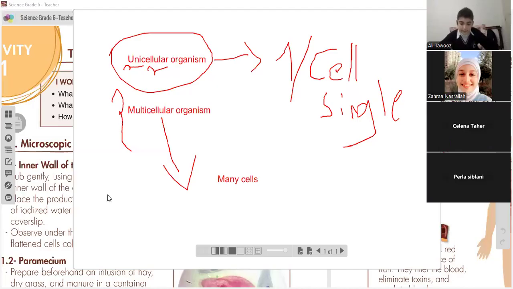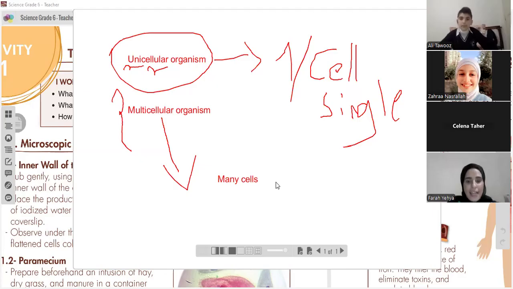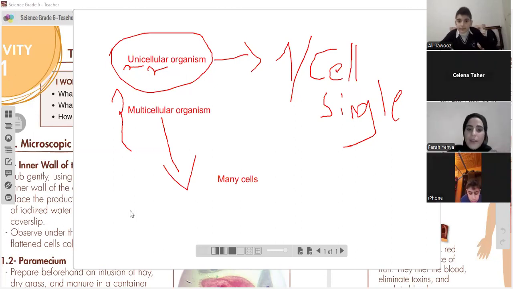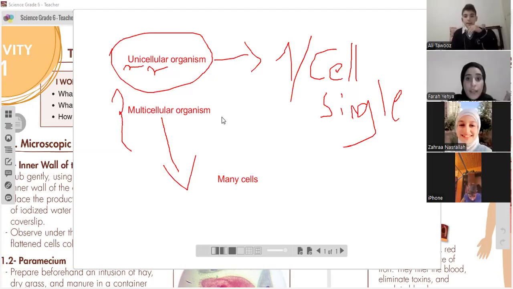Okay. Green onion cell. Yes, we have plant. Can we say white blood cells? Yes, from the people. Okay, so potato cells. Okay, excellent.